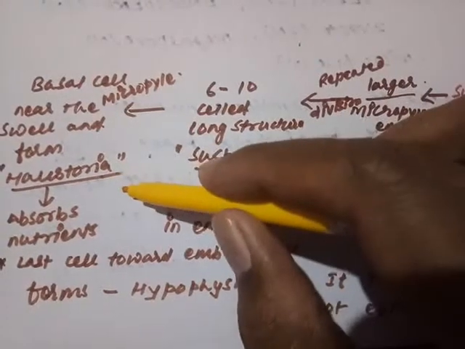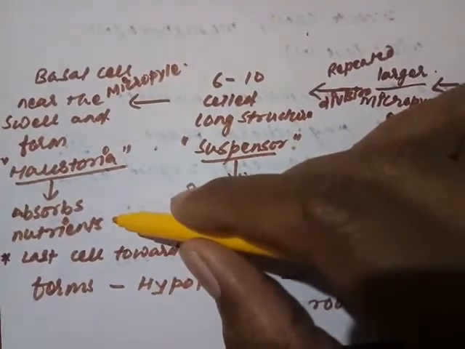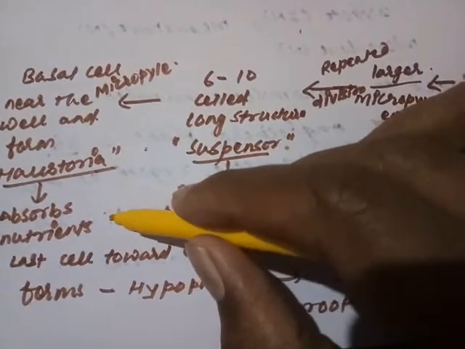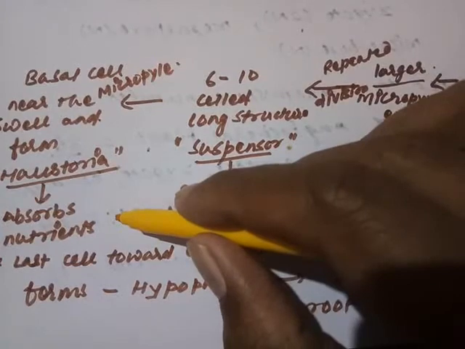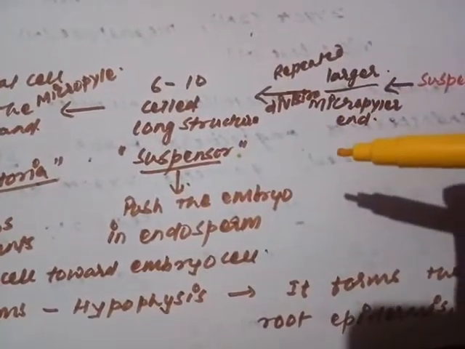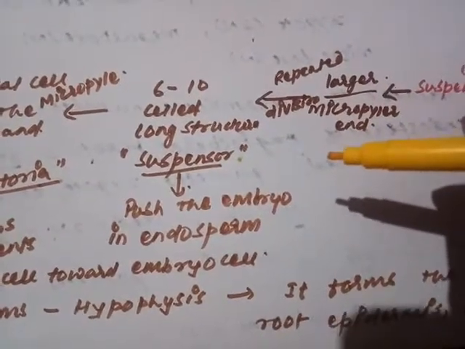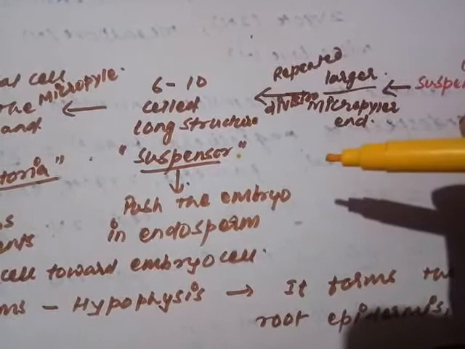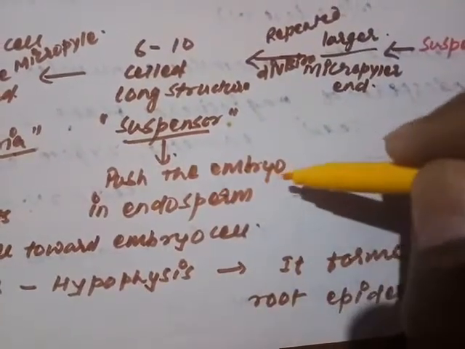The haustoria is the swollen or enlarged cell which is known to absorb the nutrients, the stored material. What is the function of the haustoria? It absorbs nutrients, while the suspensor cell has a very important duty. By increasing its size, it pushes the embryo into the endosperm. What is the function of the suspensor cell? It pushes the embryo into the endosperm.